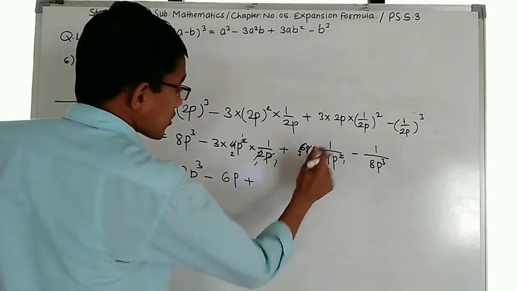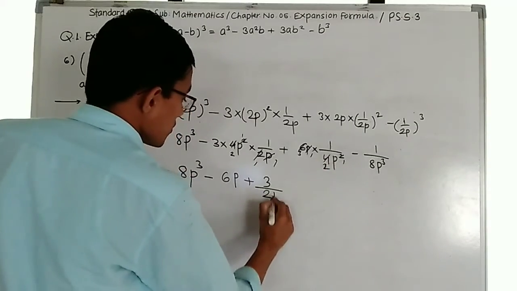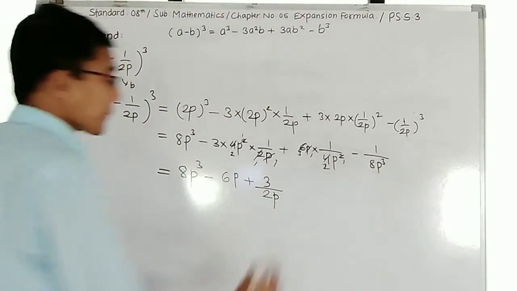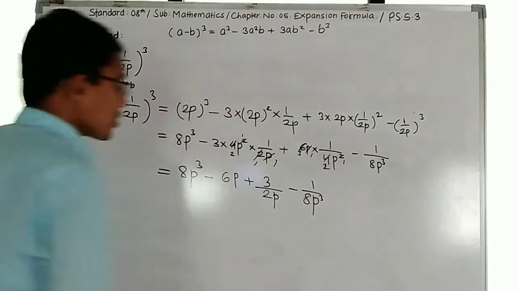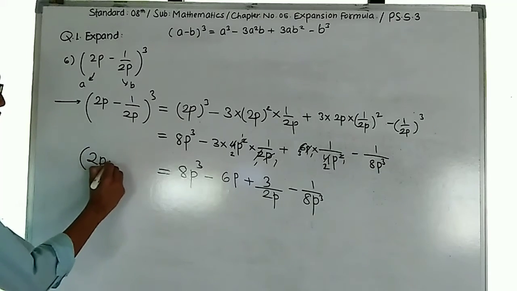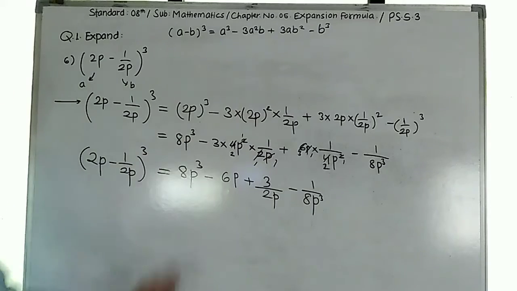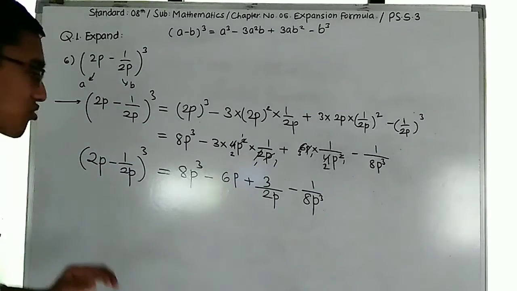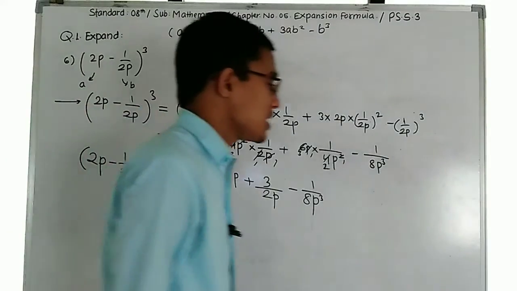again 3 into 1, 3 upon 2 into p, 2p, minus 1 upon 8p cube. So the expansion of (2p minus 1 upon 2p) raised to 3 is equal to 8p raised to 3 minus 6p plus 3 upon 2p minus 1 upon 8p cube.